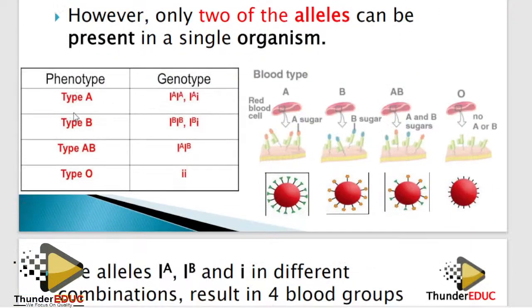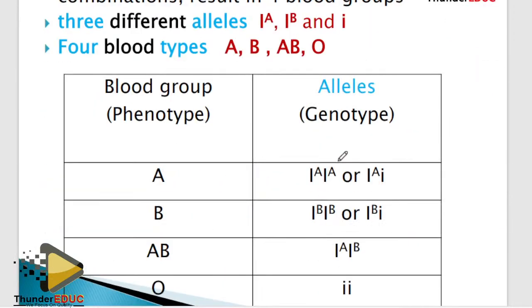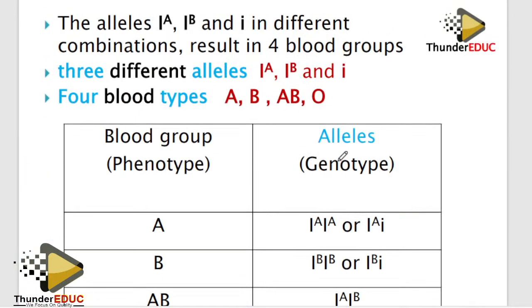So phenotypes, there are 4: 1, 2, 3, 4. And genotypes, there are 1, 2, 3, 4, 5, 6. That's what I said, because there is homozygous and heterozygous, homozygous and heterozygous, codominant, and then homozygous recessive. Then they are saying 3 different alleles and 4 blood groups or types, which you call the phenotypes. So it's A, B, AB, and O. That's what I was saying, so that you understand.